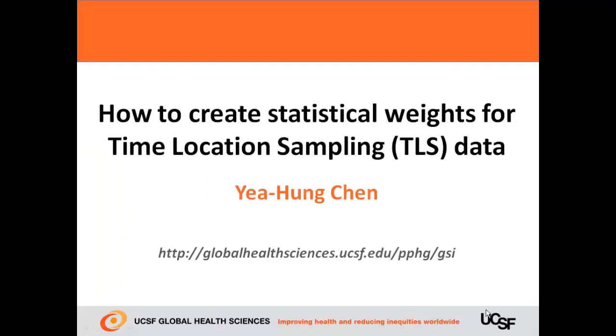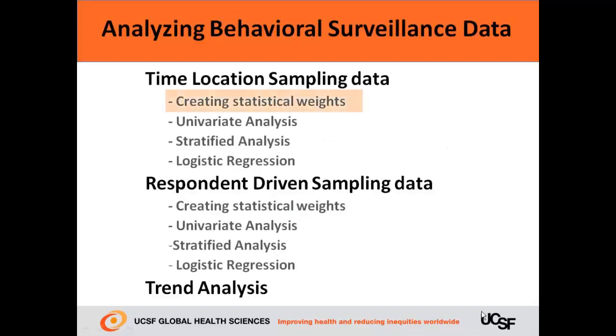And that's it. That concludes the lesson on how to create statistical weights for time location sampling analysis. The next video will explain how to obtain univariate estimates from TLS data.